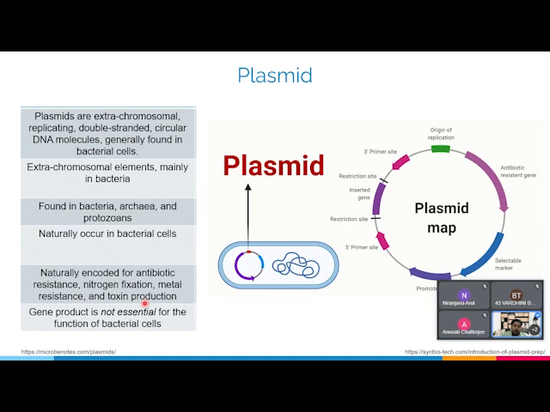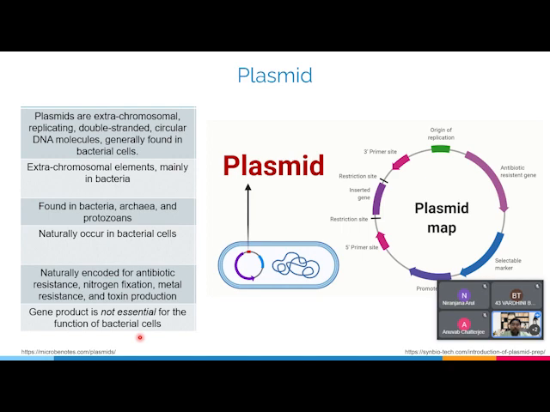So these plasmids have genes that help the bacteria to survive and produce extra proteins that are not essential for its survival. The gene product is not essential for function of the bacterial cell. That is, if you can remove the plasmid from the bacterial cell, it will survive even in specific conditions. But plasmids have genes present on them that give the bacteria essentially an edge to survive in nature.